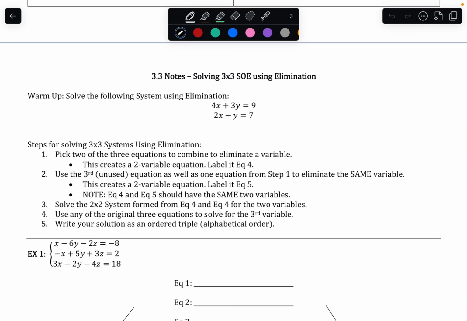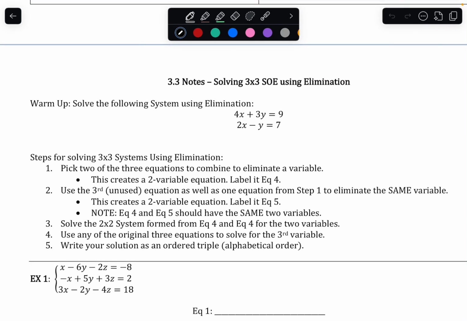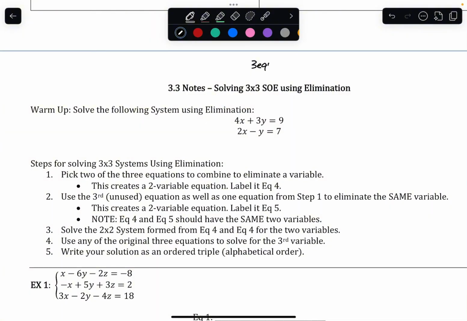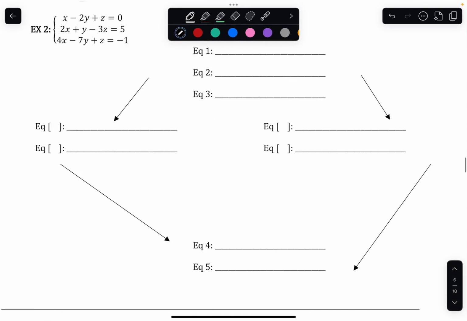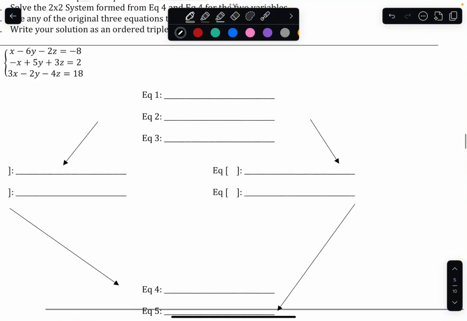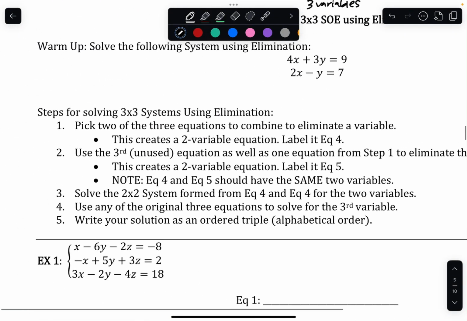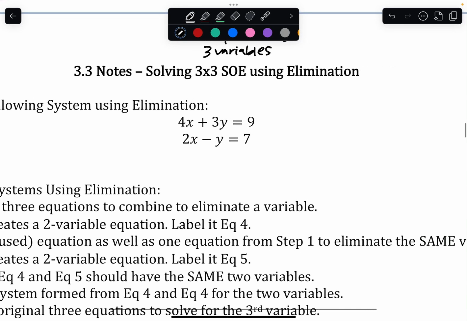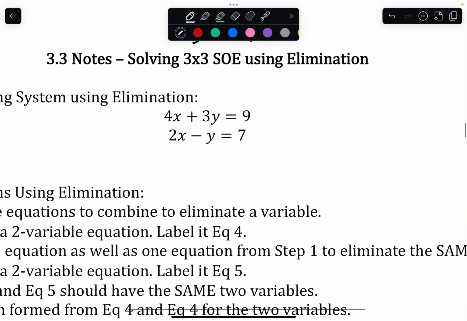All right, in this lesson, we are going to solve 3 by 3 systems using elimination. So remember, 3 by 3 systems mean 3 equations, 3 variables. Okay, and so we've got 4 examples here, and the list of steps are here. But I want to review how to solve a 2 by 2 system using elimination because a lot of these methods translate to our 3 by 3 system.